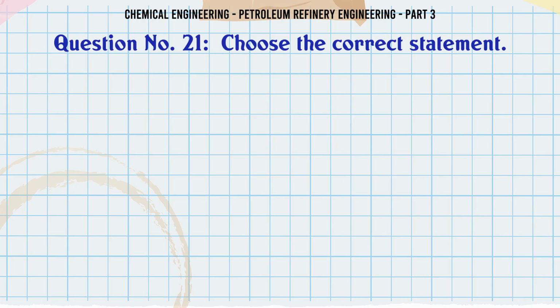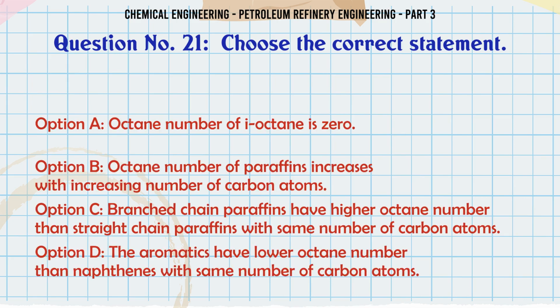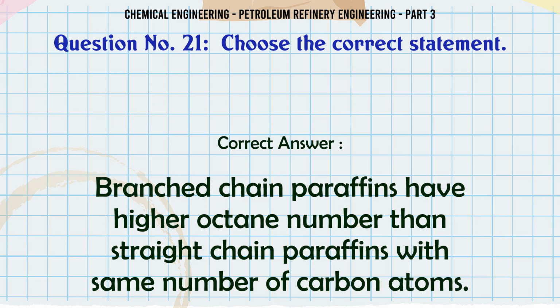Choose the correct statement. A. Octane number of octane is 0. B. Octane number of paraffins increases with increasing number of carbon atoms. C. Branched chain paraffins have higher octane number than straight chain paraffins with same number of carbon atoms. D. The aromatics have lower octane number than naphthenes with same number of carbon atoms. The correct answer is branched chain paraffins have higher octane number than straight chain paraffins with same number of carbon atoms.